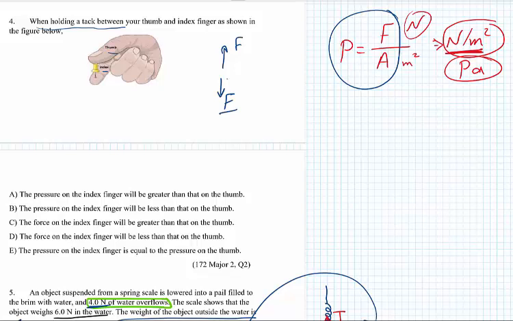We said the pressure is force over area. You see the head of this tack is smaller than the base of the tack. So we can conclude that when the area is small, the pressure will be high. So we conclude the pressure on the index finger is higher than the pressure on the thumb.